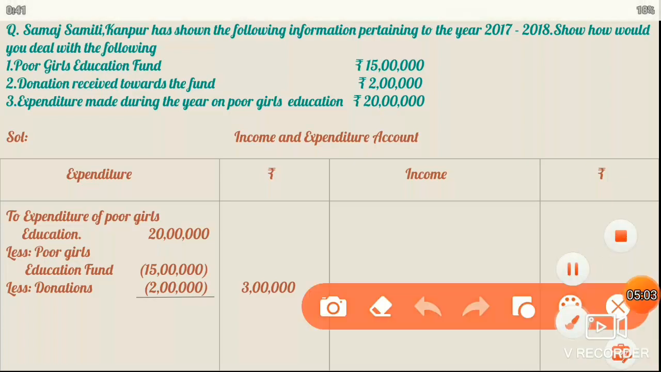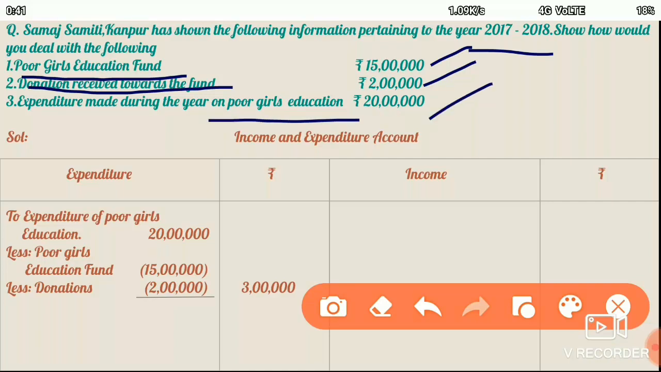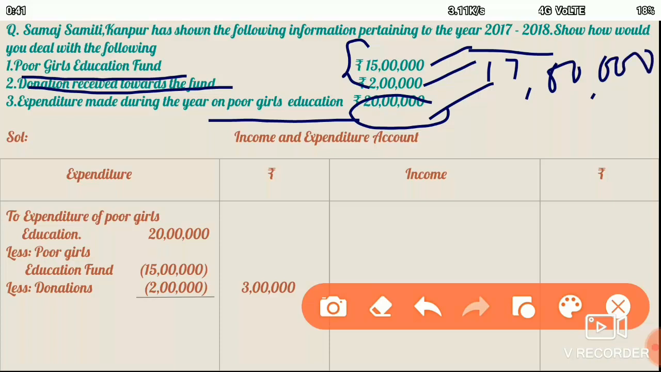Now in this example, we have the information for 2017-2018 of an organization. The organization during the year had created a Poor Girls Education Fund. The amount of the fund is 15 lakh. Then the donation which was received during the year was 2 lakh rupees related to the fund, and the expenditure which was incurred on Poor Girls Education during the year was 20 lakh. By looking at the information, the expenses of 20 lakh is more than the total value of the fund. That means 15 lakh plus 2 lakh, which comes to 17 lakh, is lesser than 20 lakh.